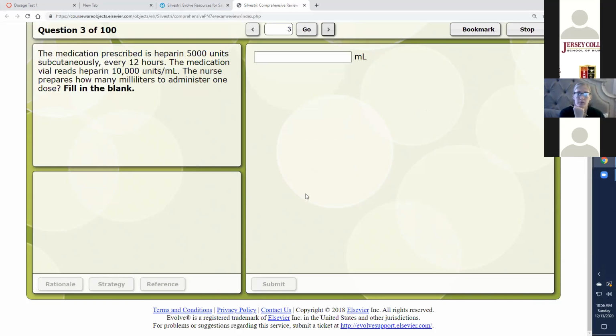All right, now here comes the tricky one. It looks scary. But what's the medication? What is the question saying? The nurse prepares how many mLs to administer 1 dose. So you know your answer has to be in mLs. Again, just look at what the question is asking me. All right, so it's saying that my patient is prescribed heparin 5,000 units. And what I have on hand is 10,000 units per mL.